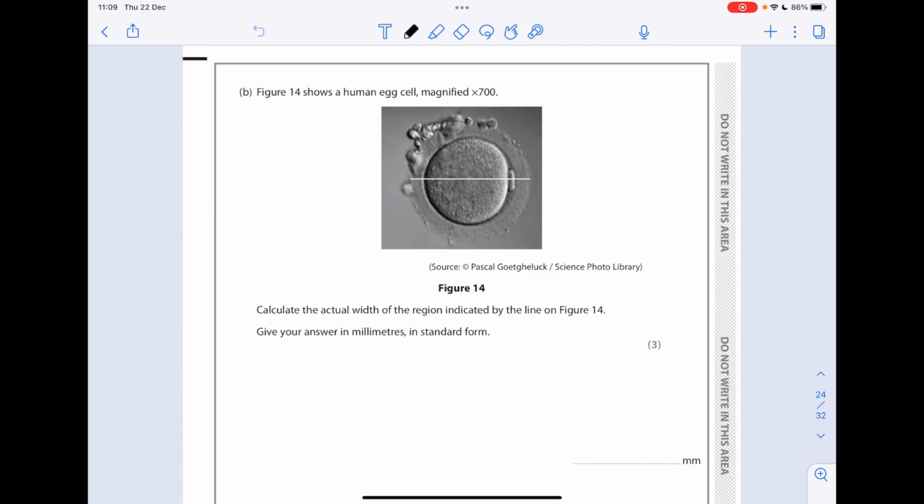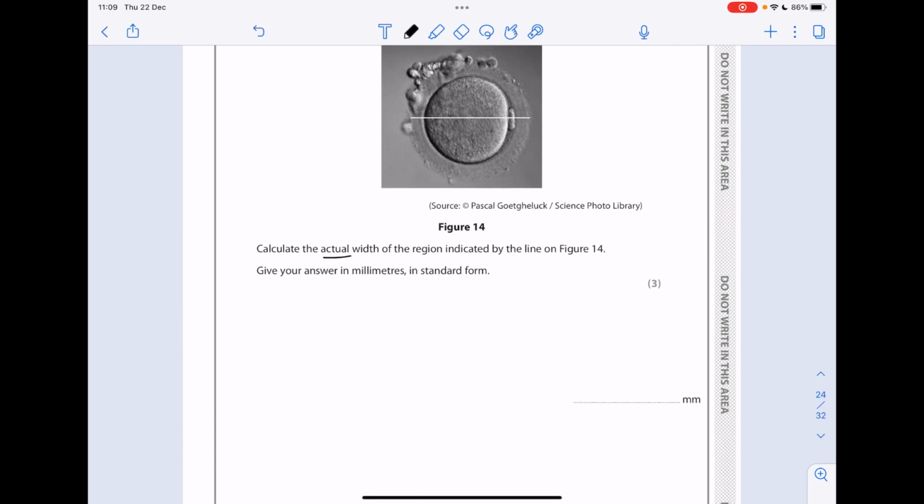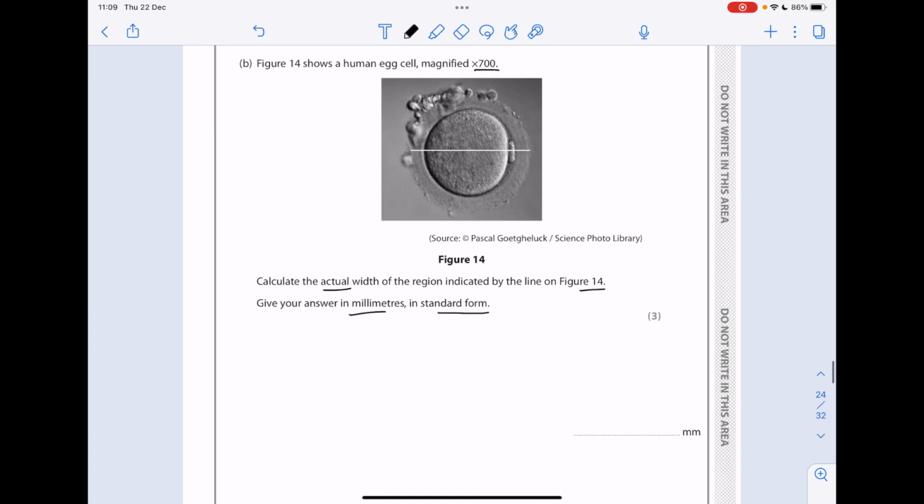Figure 14 shows a human egg cell magnified by 700 times. Calculate the actual width of the region indicated by the line on figure 14. Give your answers in millimetres and in standard form. So you're using this formula triangle, IAM, which states the actual width is image length divided by magnification.